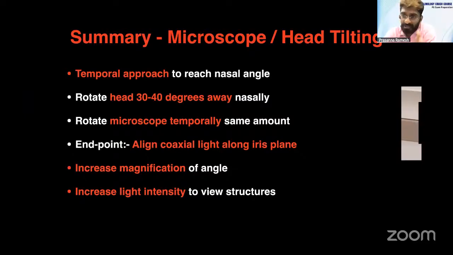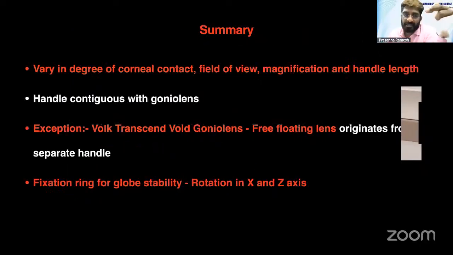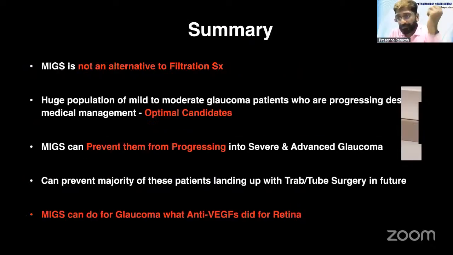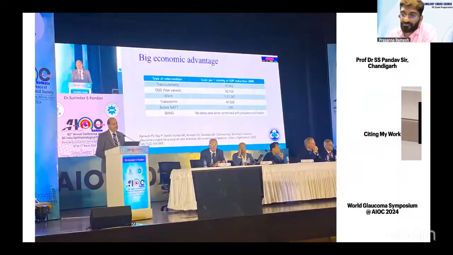Temporal approach, till the microscope, till the patient said, high magnification, high intensity light, and choose the lens that you like. Don't need to go about what others are doing. Utilize all the lenses that are available and then make a choice. MIGS is not an alternative to filtration surgery, as Dr. Vinod sir was telling. Trabeculectomy is still the gold standard, and choose optimal candidates. And MIGS is doing to glaucoma what anti-VEGF is doing for retina.